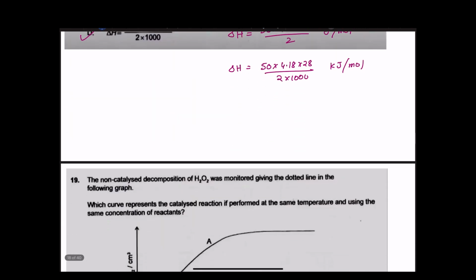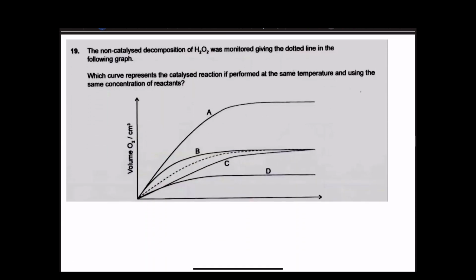Now for question 19, we have decomposition of H2O2, right? Which curve represents a catalyzed reaction performed at the same temperature and same concentration? Same temperature, same concentration means I'll get the same amount of final products. So eliminate option A, I can eliminate option D. As I use the catalyst, the reaction will be faster.